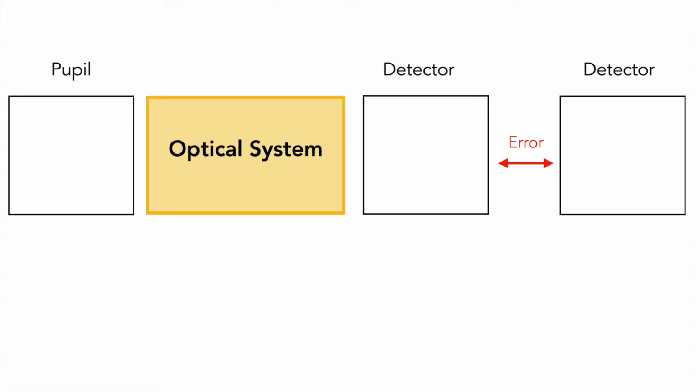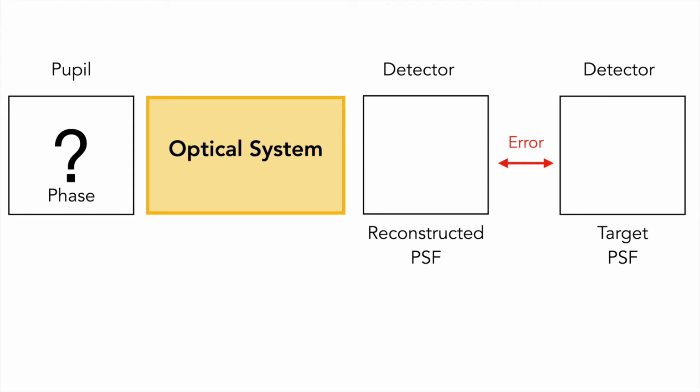For phase retrieval, you can imagine that what we start with is some point spread function, PSF, at the detector. And we're going to work back through our optical system to determine what the original phase was that produced that PSF. Gradient descent will work for this problem as long as you can simulate your optical system with a set of differentiable equations, and lucky for us, most of the time you can. Let's run through a quick example.